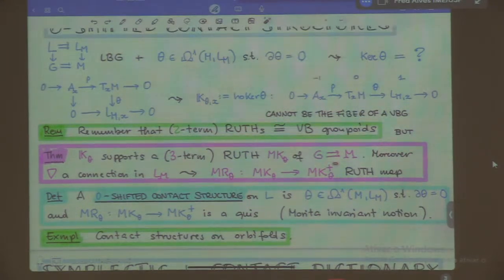Okay. And finally, we define the zero shifted contact structures. We impose the curvature to be non-degenerate, but only non-degenerate up to homotopy. So the natural definition is that the curvature is actually a quasi-isomorphism of representations up to homotopy. It turns out this notion is more invariant. For instance, contact structures on orbifolds are instances of these zero shifted contact structures. So zero shifted contact geometry is also interesting.